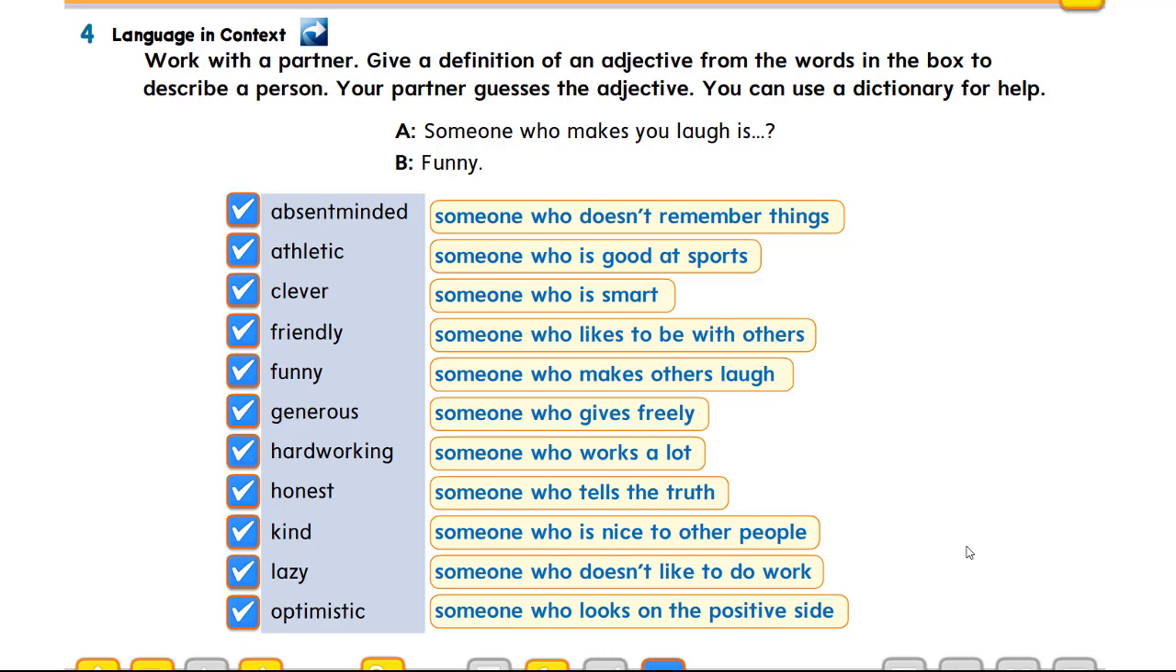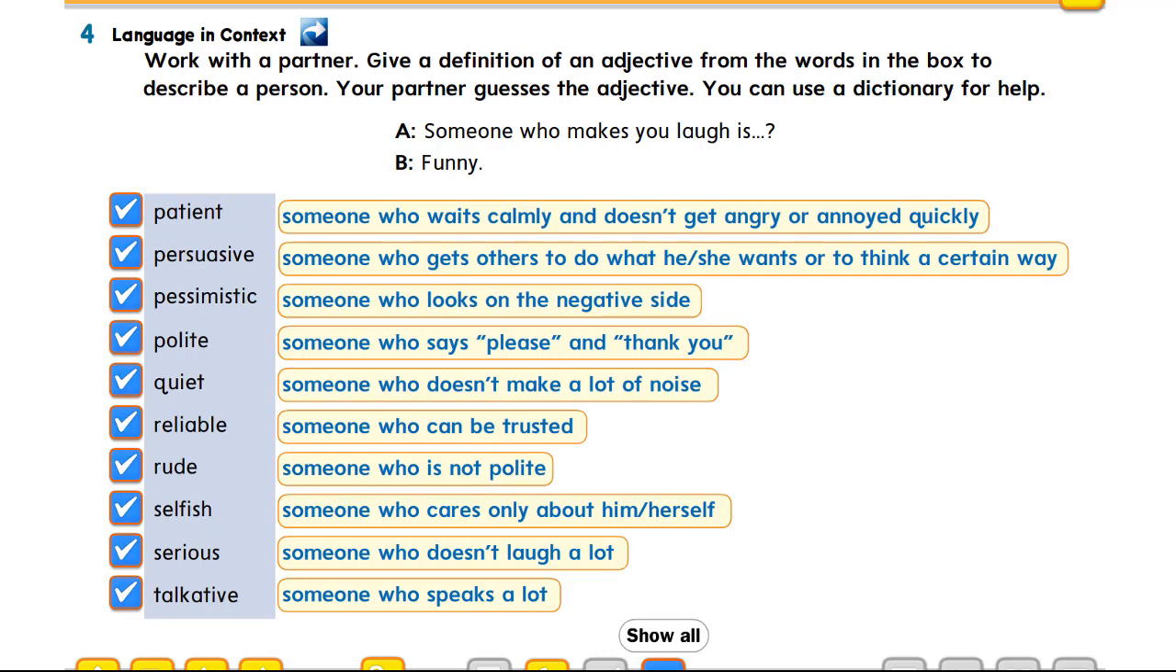Generous، كريم. Someone who gives freely. Hardworking، مجد. Someone who works a lot، يعمل كثيرا. Honest، someone who tells the truth، صادق. Kind، طيب. Someone who is nice to other people. Lazy، كسول. Someone who doesn't like to do work. Optimistic، متفائل. Someone who looks on the positive side. Patient، صبور. Someone who waits calmly and doesn't get angry or annoyed quickly.